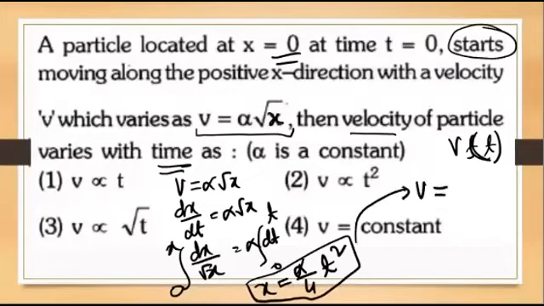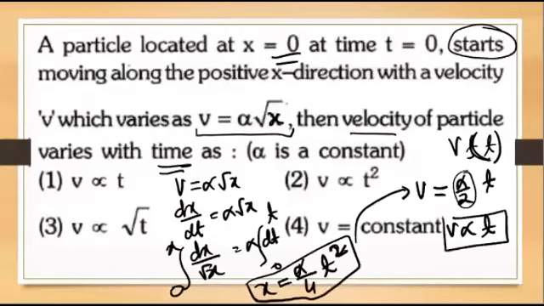So that 2 will come as coefficient. So alpha square by 2 into t. So here you see alpha square by 2 is constant only. So velocity is directly proportional to t. So out of the 4 options, the first option is the correct option.